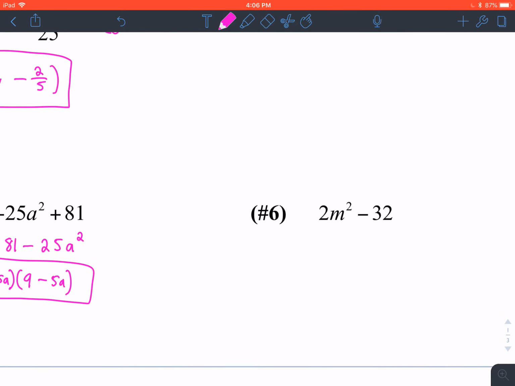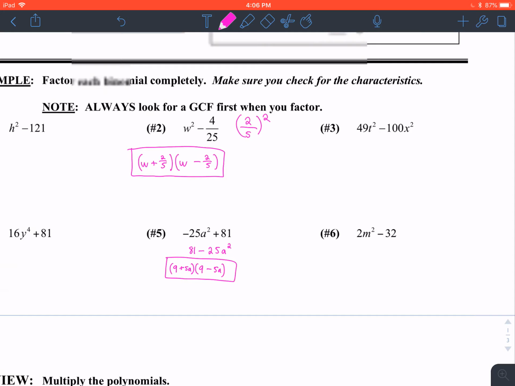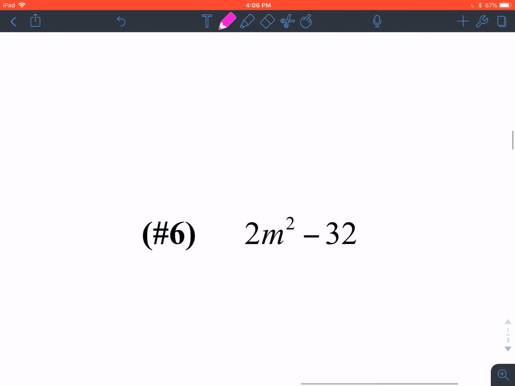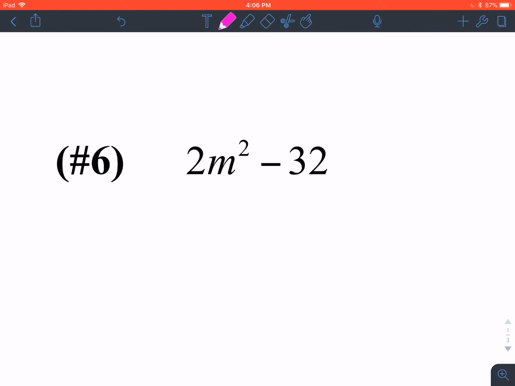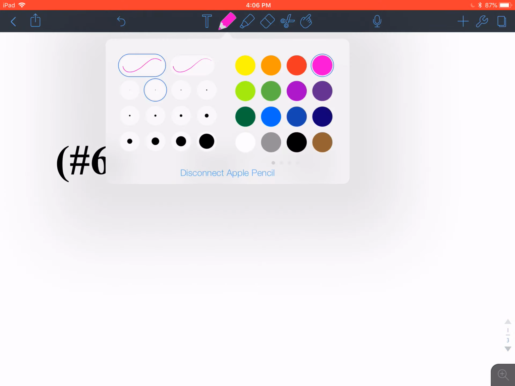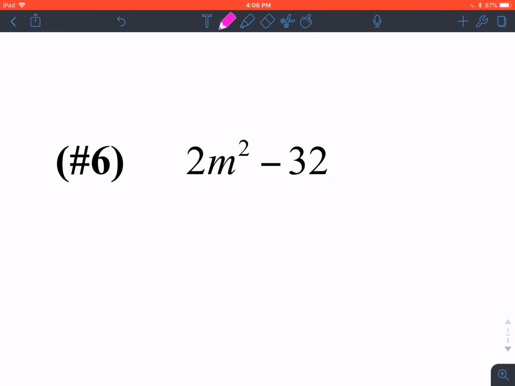Okay, number 6. Where'd you go? All right. Number 6, we have 2m squared minus 32. Are either of those perfect squares? Like 2 is not a perfect square. When we think about perfect squares, we think of like 1, 4, 9, 16, 25, those kind of things. And 32 is also not one of those numbers, because we had like 25 and 36, if you'll recall.